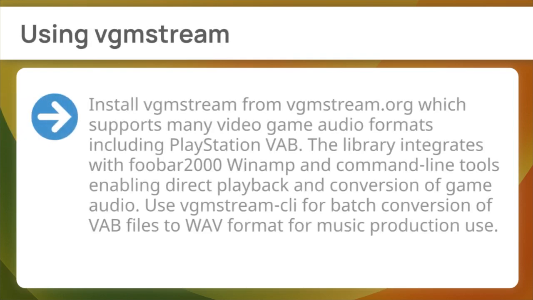Next, using vgmstream. Install vgmstream from vgmstream.org, which supports many video game audio formats, including PlayStation VAB. The library integrates with foobar2000, Winamp, and command line tools, enabling direct playback and conversion of game audio. Use the vgmstream CLI for batch conversion of VAB files to WAV format for music production use.